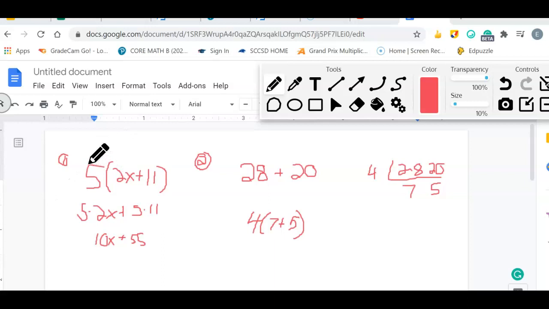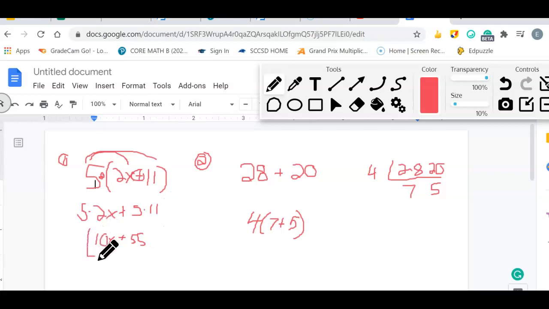If we have 5 parentheses 2x plus 11, we are going to distribute the 5 to the 2x. If you remember, there is the multiplication right here. So that's 5 times 2x. We have an addition sign here, so that gets brought down to be addition here. Then we distribute the 5 to the 11 to get 5 times 11. We can simplify 5 times 2 to give us 10x, and we can simplify 5 times 11 to be 55.